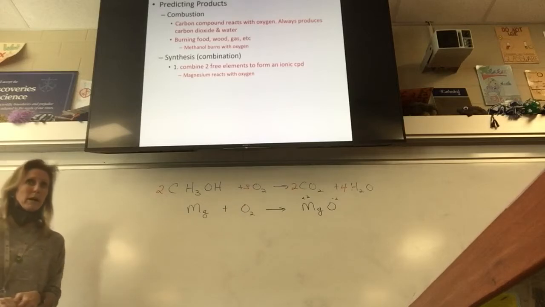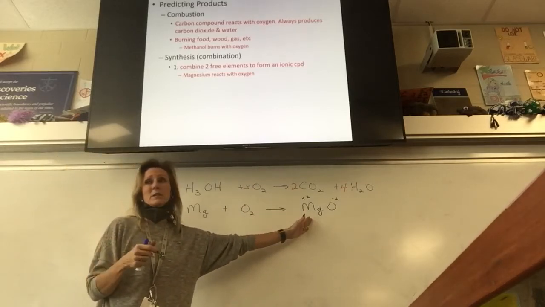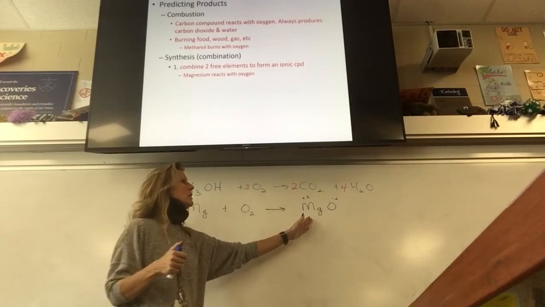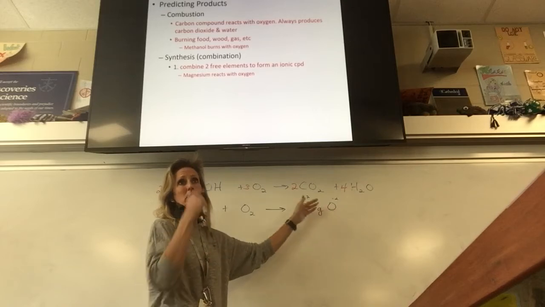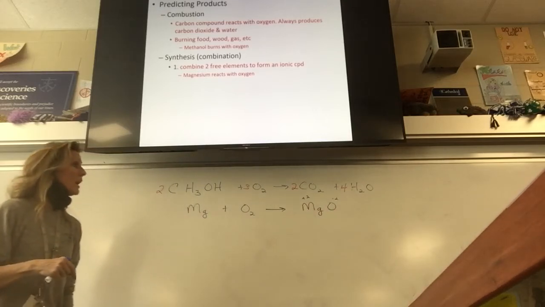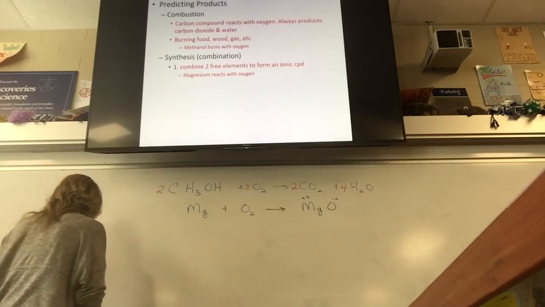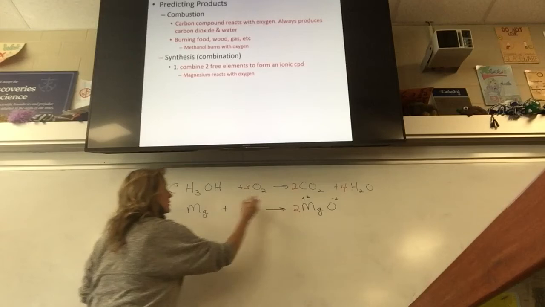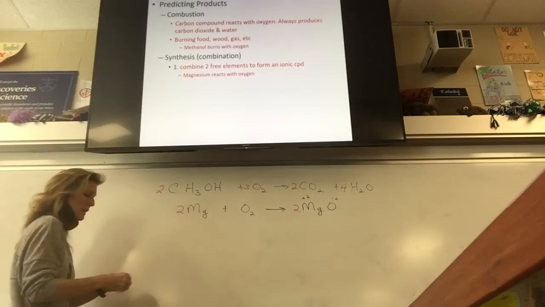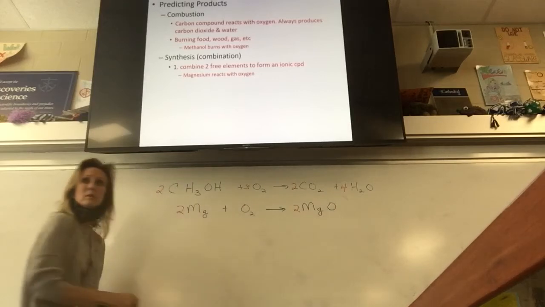So again, that goes back to October, whenever, knowing that magnesium being in column 2 is +2, oxygen being in column 16 is -2. Okay, so yeah, got to make sure you're crisscrossing correctly. And then for this one to balance, since we've got 2 here, just put a 2 and a 2, and it's balanced.